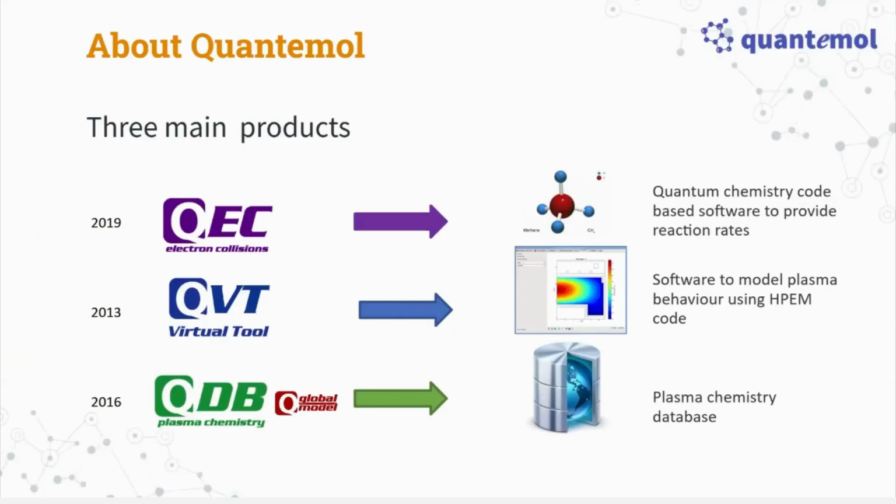So a few words about Quantemol. First of all, we have three main products. One of them is Quantemol EC, electron collisions. This is software to provide you electron molecule scattering cross sections.